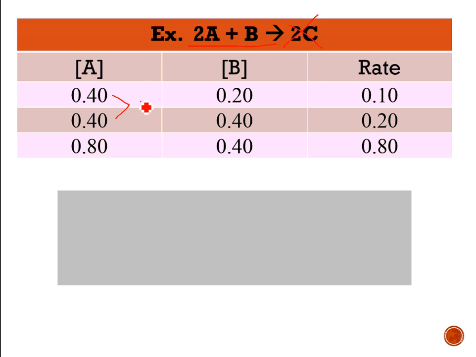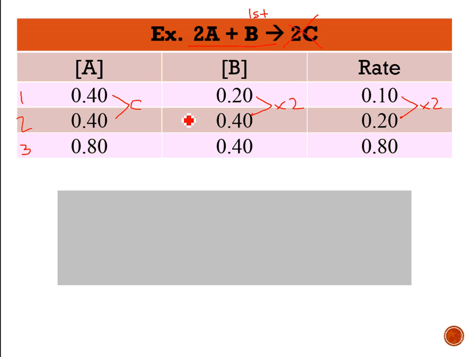So with the first example, if we hold A constant from experiment 1 to experiment 2, we note that B is doubled. We're looking for what impact we see on rate, and it doubled. Because the rate change matched the concentration change, that's first order with respect to B.